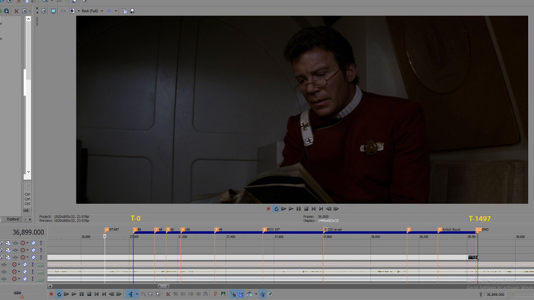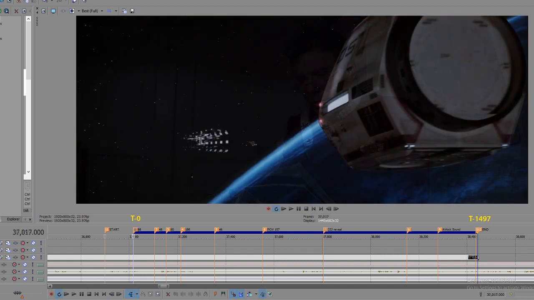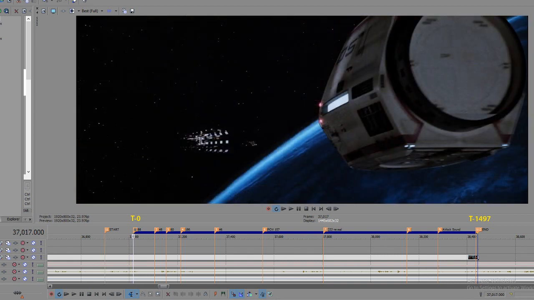Thus, I now know that the events I'm depicting span 1497 frames, which is a tad over 62 seconds. This is important because this sequence pretty much plays out in real time. And what I mean by that is there are no passage of time devices in place. So I have exactly 62 seconds to dock with the Enterprise.